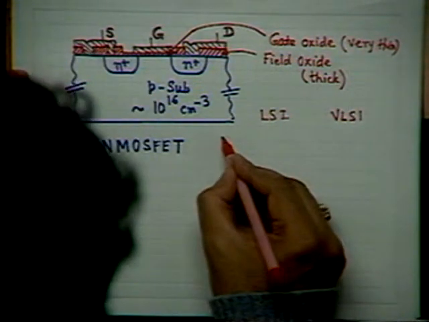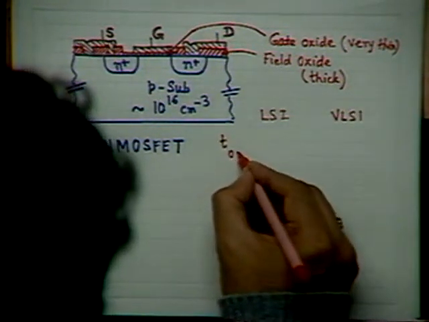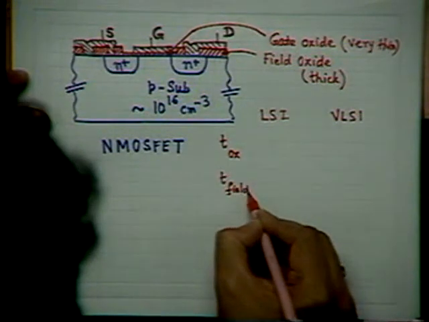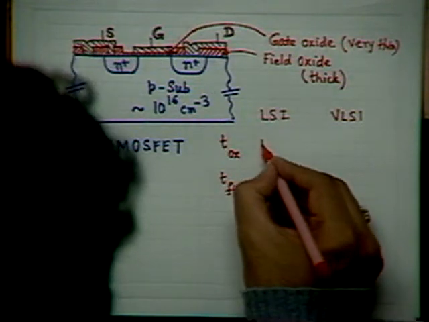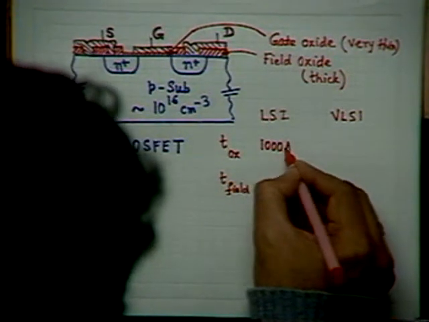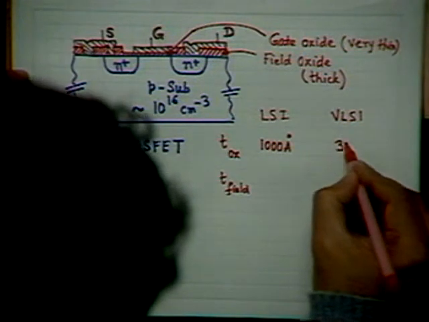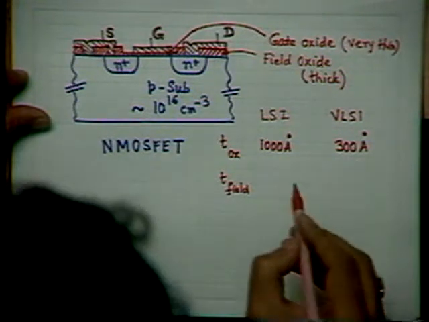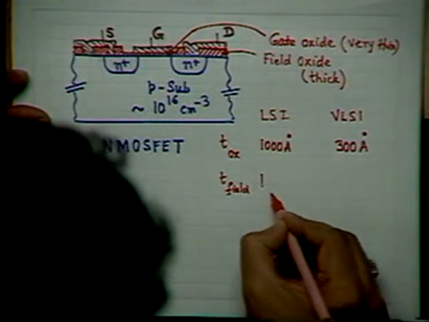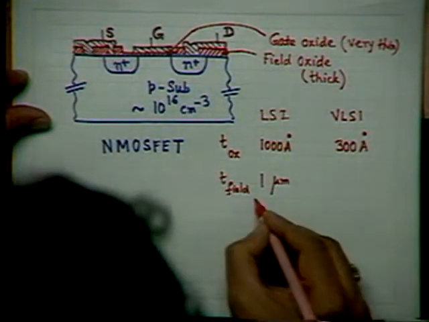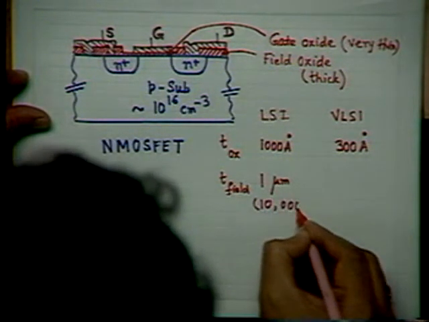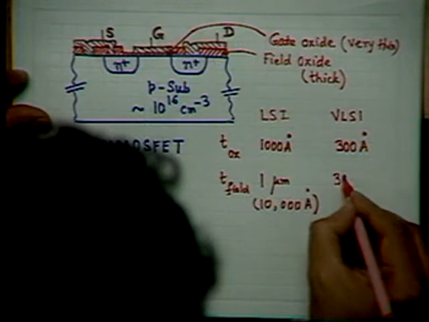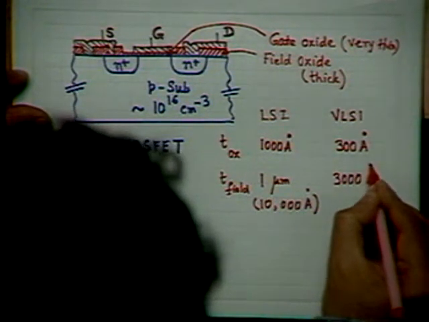MOSFETs, if I call this thickness T oxide, oxide thickness, and the other is T field, oxide thickness in LSI was around 1000 angstrom, and this is around 300 angstrom today. Of course, in the present stage it has gone even below 100 angstrom. This was around 1 micron, means 10,000 angstrom. It has come to the level of 3000 angstrom today.